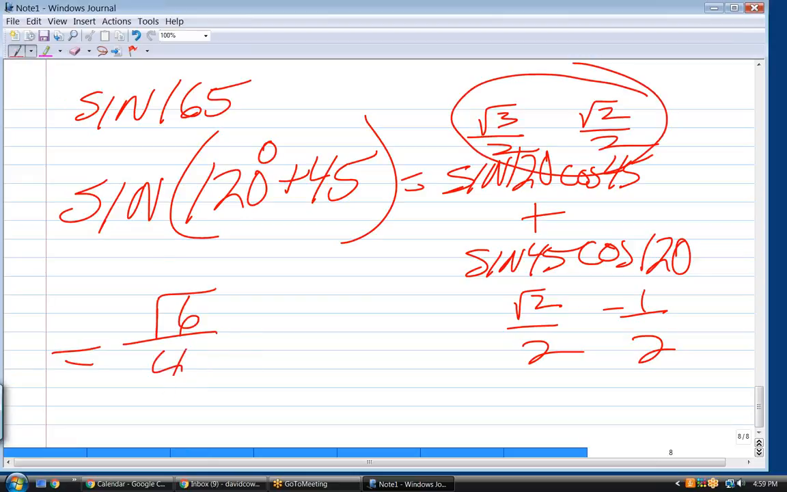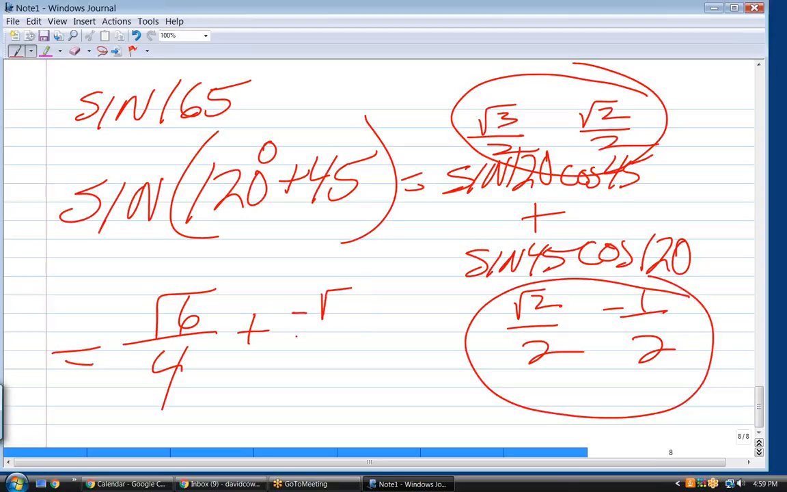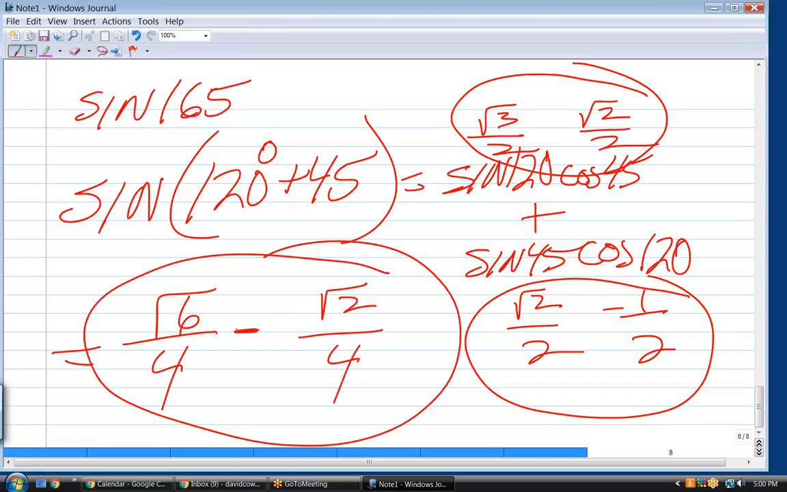Could we simplify? Well, hold on. No, actually not. Plus, the product of those is minus root 2 over 4. So I can take that and change it to a minus. And that's actually simplified. I mean, I could say root 6 minus root 2 over 4. So I could combine those two fractions since they have the same denominator.